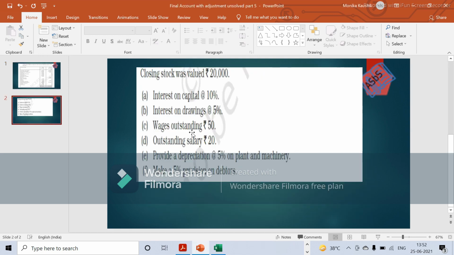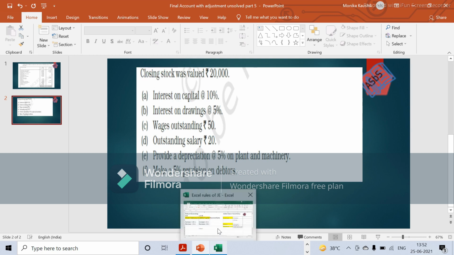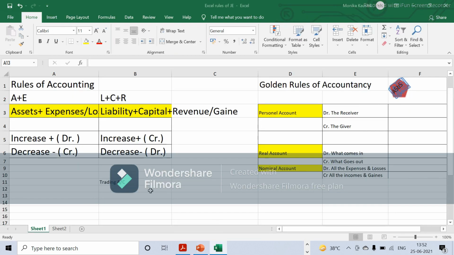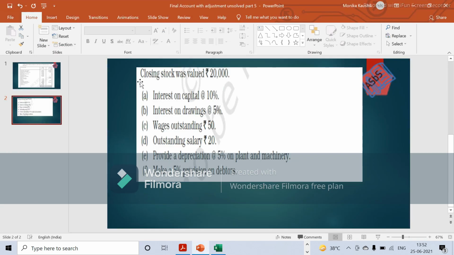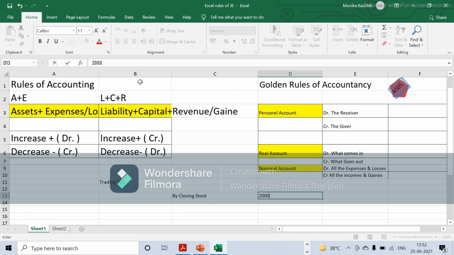First of all, I'm going to prepare the trading account as suggested. We will take the adjustment entries into consideration first. So I'm preparing the trading account and first putting in all these adjustment entries, to avoid any mess. First of all, closing stock is given over here. If closing stock is given in the adjustment entries, we have to put it on two sides: one in the trading account and another in the balance sheet, 20,000 rupees.